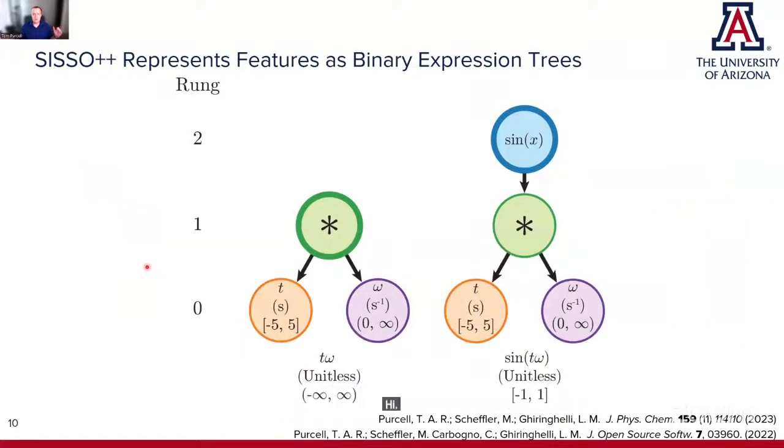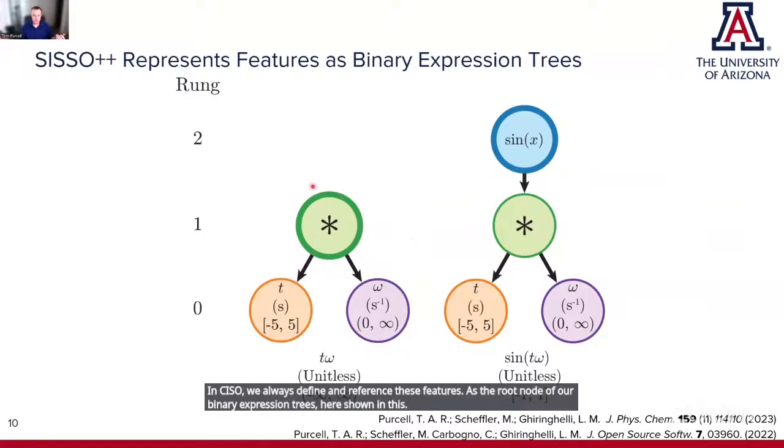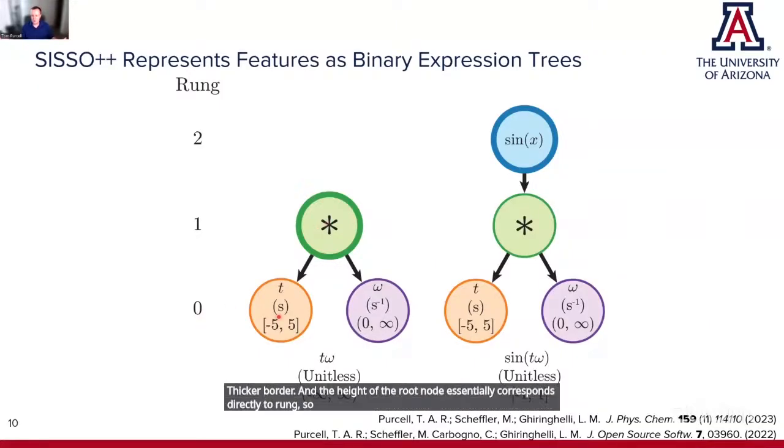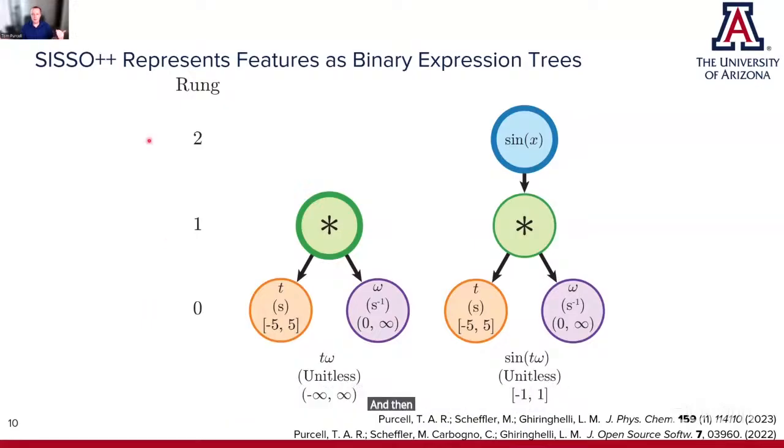In SISSO, we always define and reference these features as the root node of our binary expression trees, here shown in this thicker border. And the height of the root node essentially corresponds directly to rung. So rung 0 always corresponds to primary features only. And then essentially rung 1 and 2 is one level up, or two levels up from this primary feature.